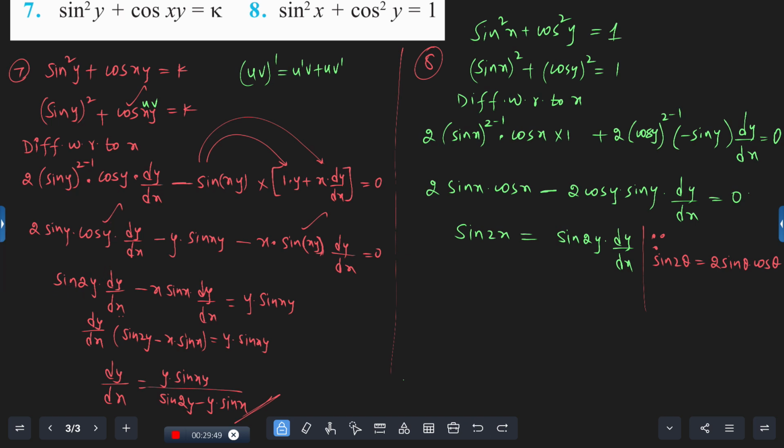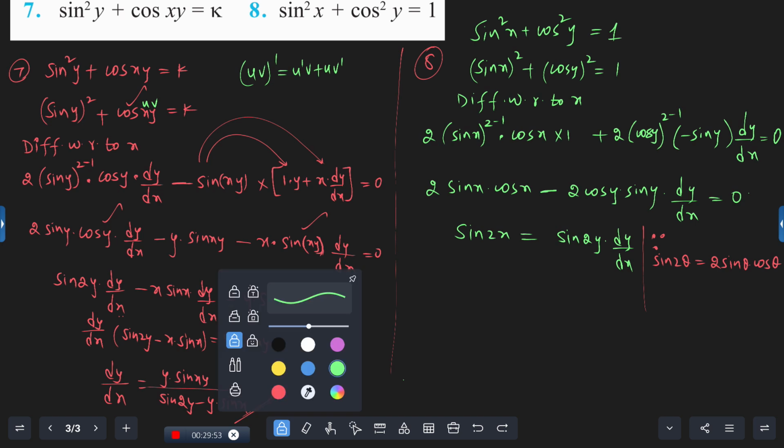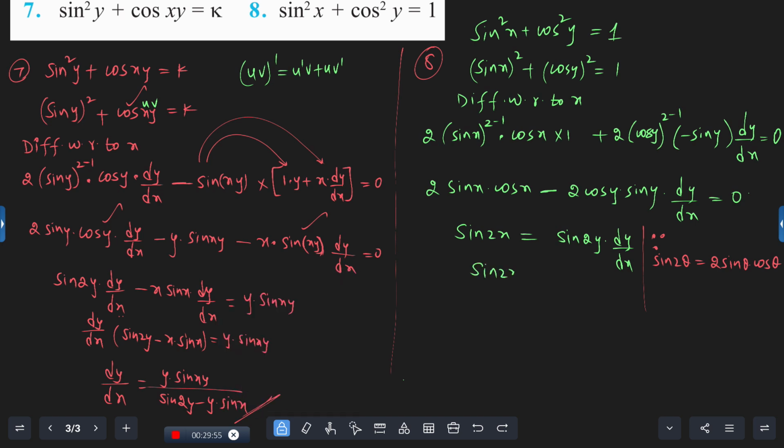Understand? Be careful. Now I need dy by dx only, so the remaining you send opposite. So sin 2x divided by sin 2 times y is equal to dy divided by dx. Don't try to cancel sine, because that is a different function with a different angle. Here also same. Is it okay?